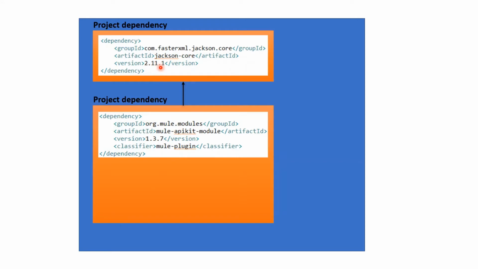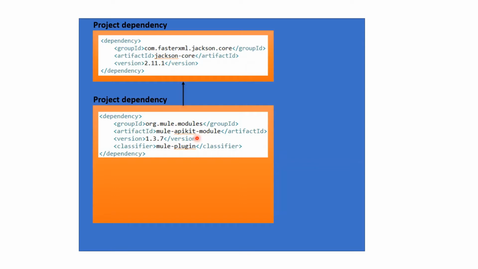So the final version that the APIkit module could utilize will be 2.11.1. So the problem over here is, suppose the existing dependency that the APIkit module used, that is 2.10.0, has some methods which are deprecated, or maybe they could have been removed in the updated version. In such a case, you might get unexpected errors. And to solve such a problem, Mule has implemented class loading isolation.